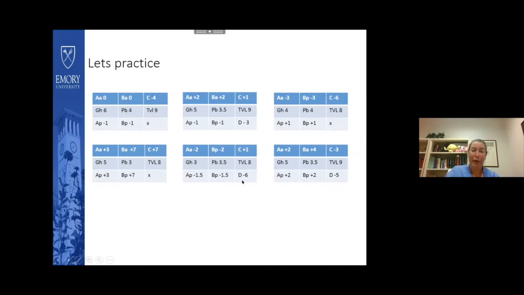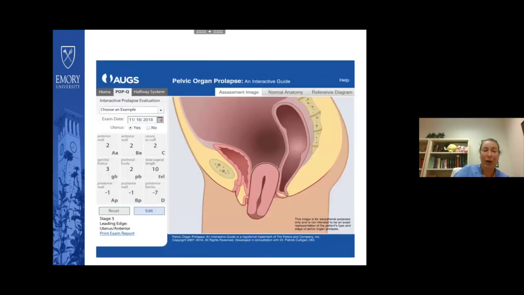But let's say their D point was, I don't know, -4. And that means it's coming down halfway, and their C point was +3. Yes, they have cervical elongation, but they also have an apex that's too mobile. So yeah, you're probably just going to need to take the cervix, and you're going to need to do an apical suspension.